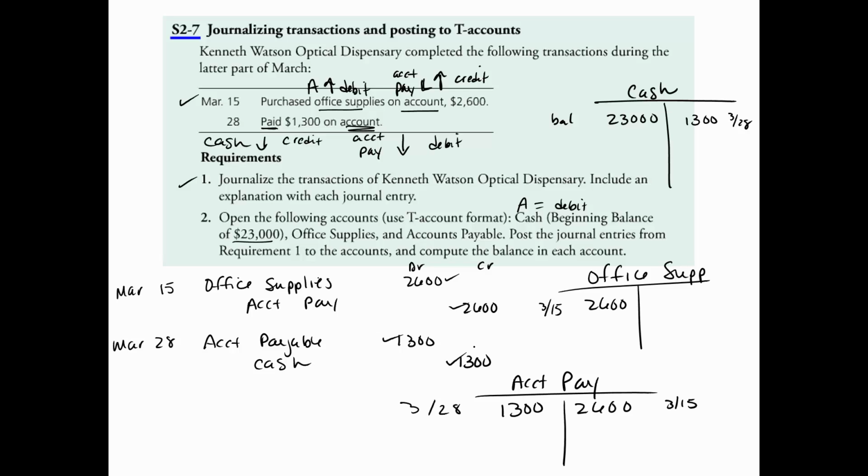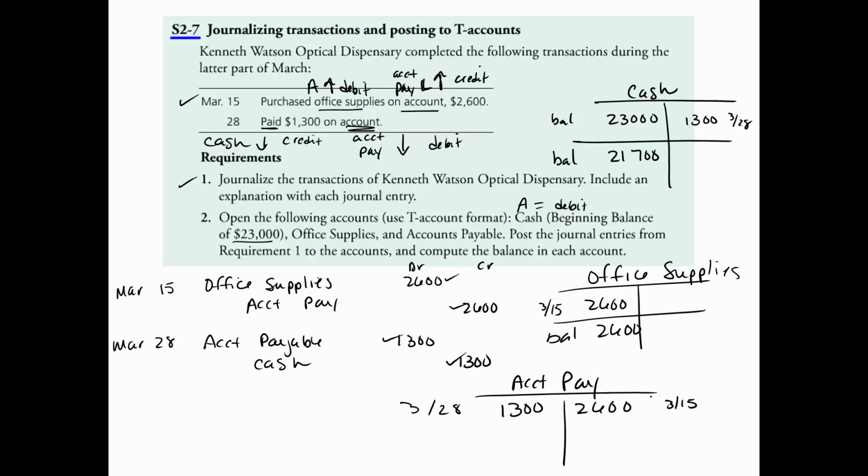The last thing it wants me to do is calculate the balance in each account. So cash, I started with $23,000, and then I credited it $1,300. So a credit is a decrease to cash. So the $23,000 I started with minus the $1,300 gives me a new balance in this account of $21,700. Office supplies, I started with 0, I added 2,600, so the balance is just the 2,600.